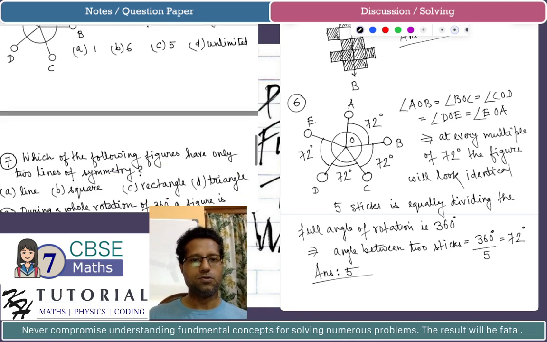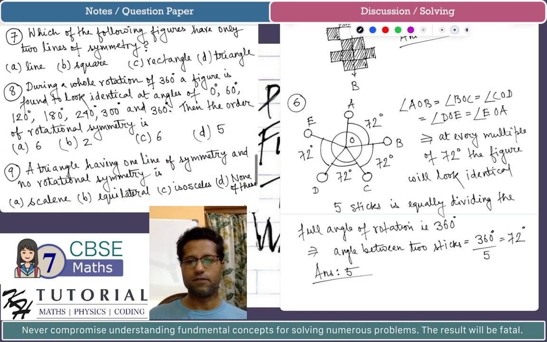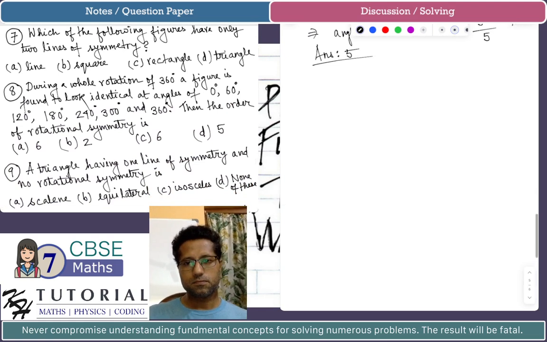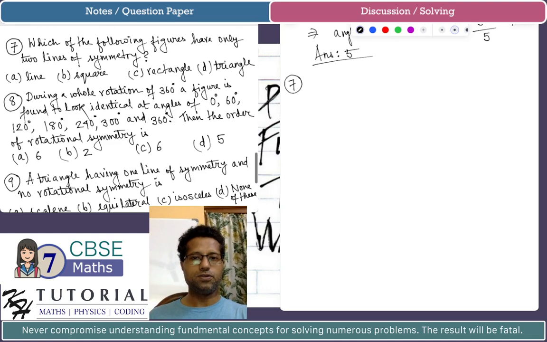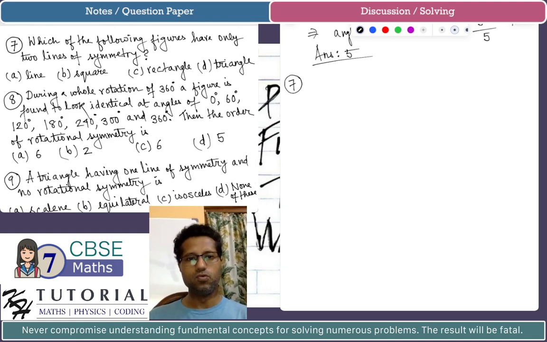Okay, let's do problem number 7. Which of the following figures have only 2 lines of symmetry? Let's consider one by one. Option A is a line.